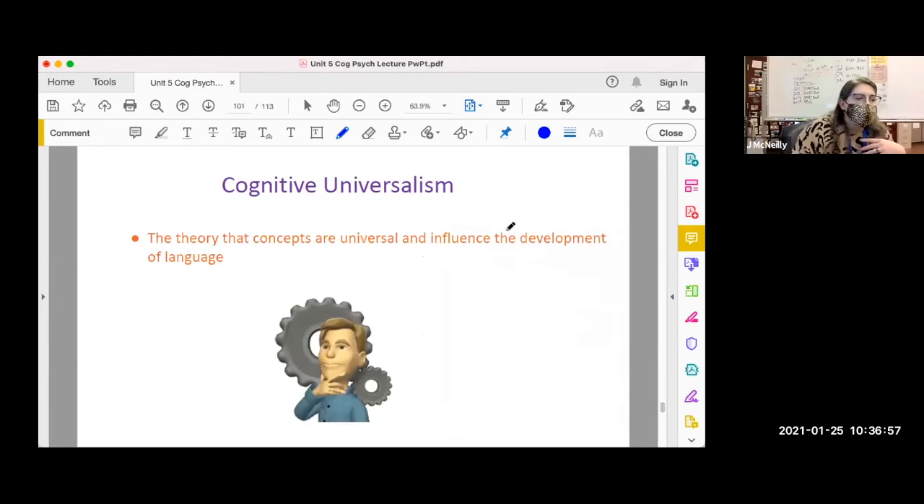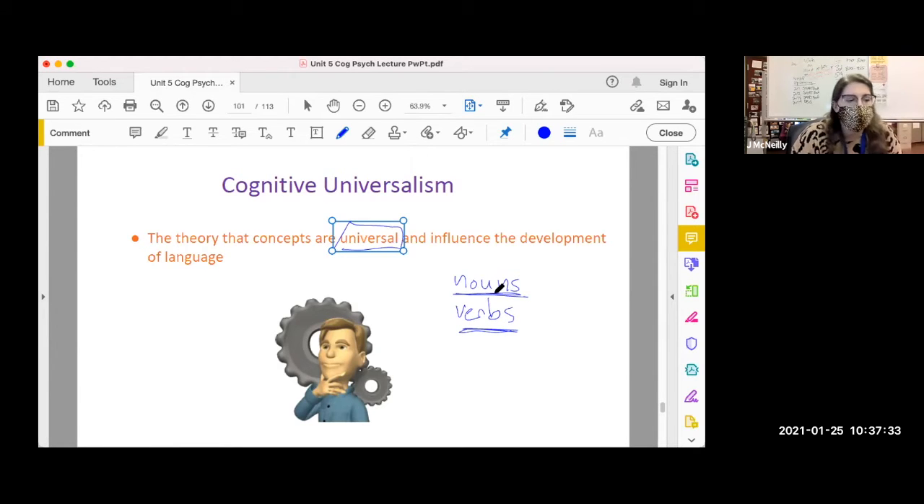All right. Cognitive universalism is the idea that there are some concepts that are universal across the spectrum, and that's especially true in language. For instance, all languages, whether they're spoken, written, or signed, have nouns and verbs. Now, how we conjugate those verbs may differ, okay, but we do have those basic parts of speech, and language. We have nouns, objects, people, places, or things, and verbs, past, present, future, all of that.